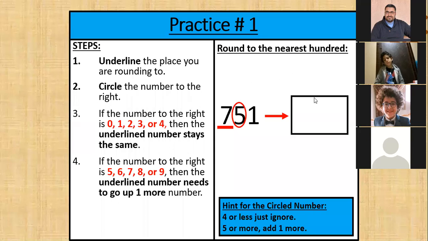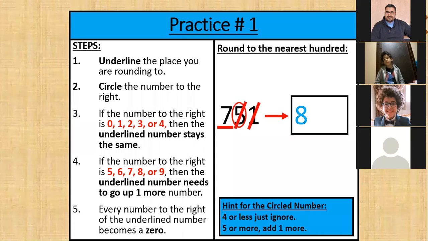So 7 will be 8. 7 will change. 7 will not be 7 anymore. 7 will be 8. And we will cancel the numbers 5 and 1 together in one step, and it will be 00. So the final result will be 800.